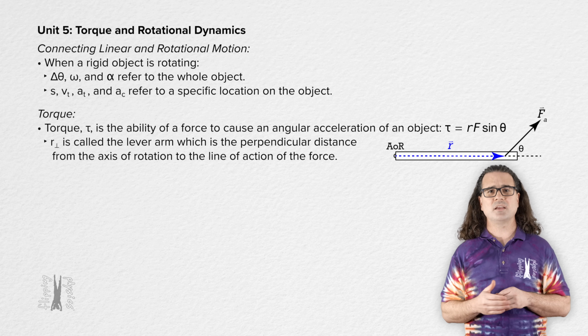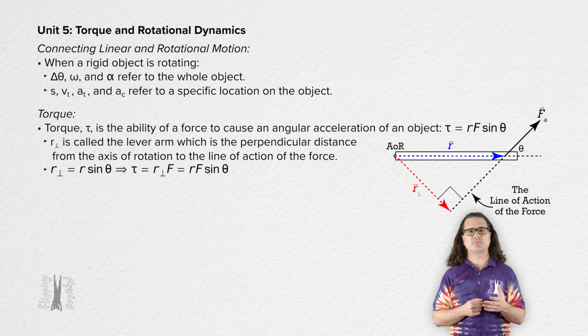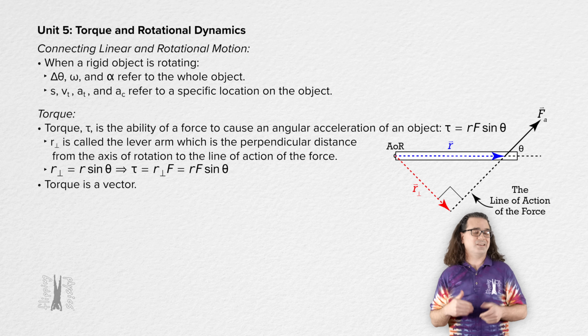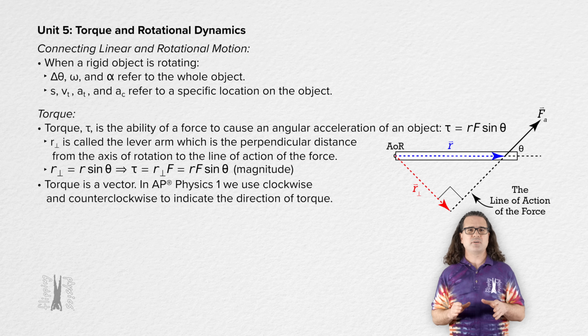R sub perpendicular is called the lever arm, which is the perpendicular distance from the axis of rotation to the line of action of the force. Torque is a vector. However, this equation for torque is the magnitude of the torque. In AP Physics 1, we use clockwise and counterclockwise to indicate the direction of torque.